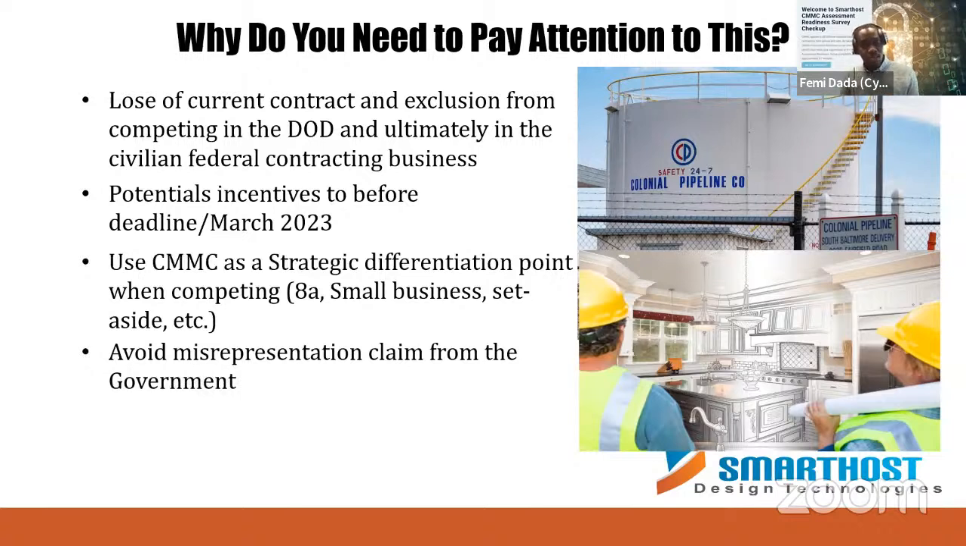And of course, the last reason why you really want to pay attention to this is that you don't want to get caught up in misrepresentation. And government, as we heard from Moses the other day, DOD is actually going, they've authorized another agency, I don't remember which, to actually do checks and make sure that people don't misrepresent. Misrepresentation is when you say you have CMMC, and then when they come and look, you don't have it, then you get fined, and you can even lose a contract.